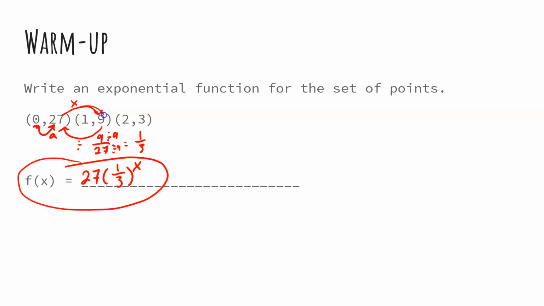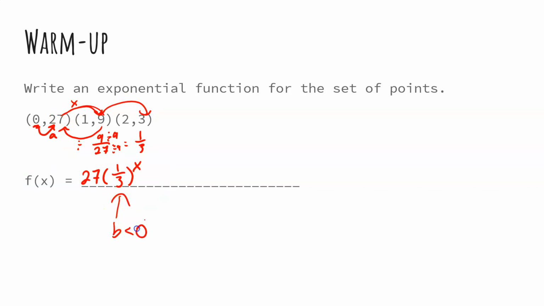Now again, I see that 27 to 9 to 3 is going down, so it should make sense that my b is between 0 and 1 because it's decay, it's decreasing.